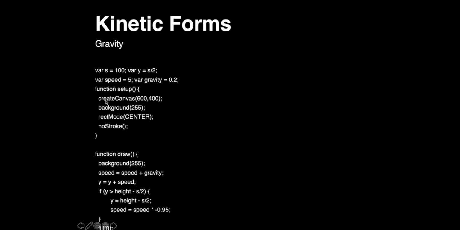In setup, we have our canvas, our background. For this, we're going to do rect mode center. So our rectangle is being drawn from the center out rather than, by default, it's drawn from the left-hand corner down. And then I just like having no stroke on there, personally, just because it's cleaner. And then in our draw function, we are going to be drawing our background, updating our speed, updating our y based off of the speed, and then having an if statement, so it's going to bounce back up when it hits the bottom, essentially.